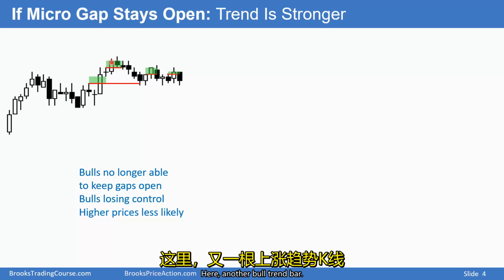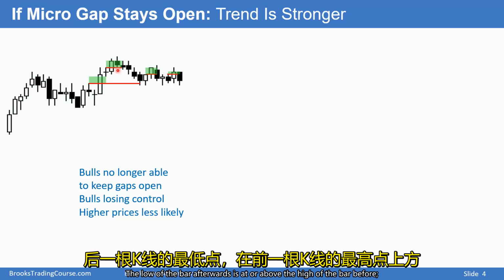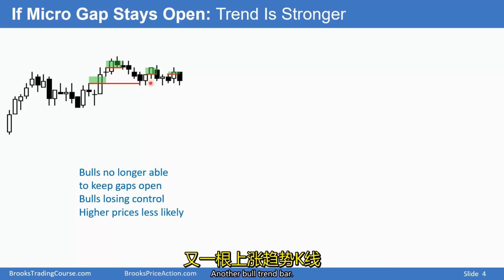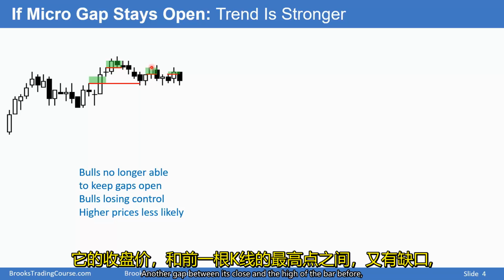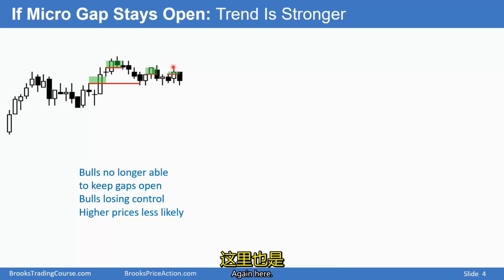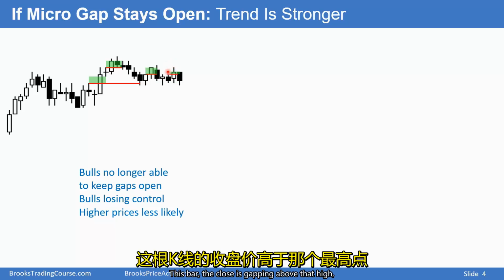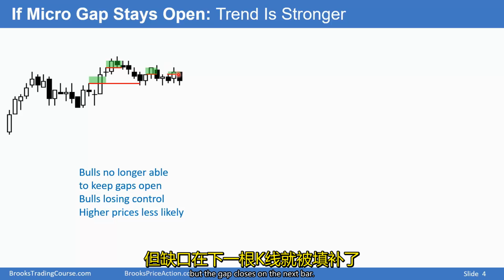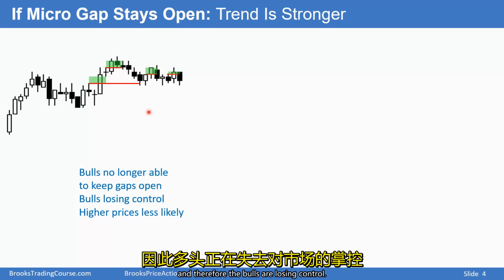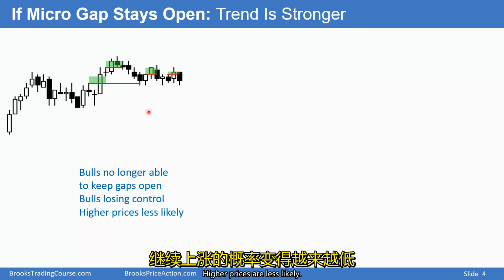Here, another bull trend bar. The low of the bar afterwards is at or above the high of the bar before. There's a gap, but the gap closed on the next bar. Another bull trend bar, another gap between its close and the high of the bar before, but on the next bar, the gap closed. Again here, this bar, the close is gapping above that high, but the gap closes on the next bar. The bulls are no longer able to keep gaps open, and therefore the bulls are losing control. Higher prices are less likely.